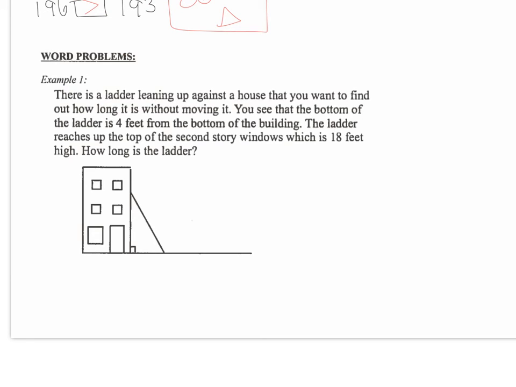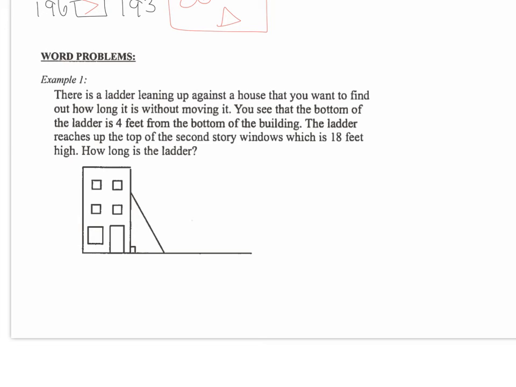So the last part of this unit, the topic that I want to talk about, is word problems. So let's take a look at them. It says there's a ladder leaning up against a house, and you want to find out how long it is without moving it. You see that the bottom of the ladder is 4 feet from the bottom of the building, and the ladder reaches to the top of the second-story windows, which is 18 feet high. Okay? So it says how long is the ladder?